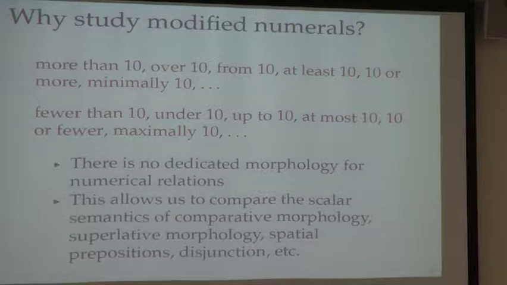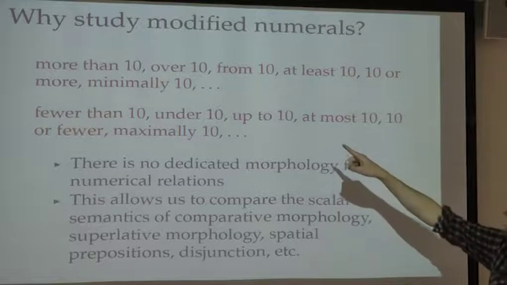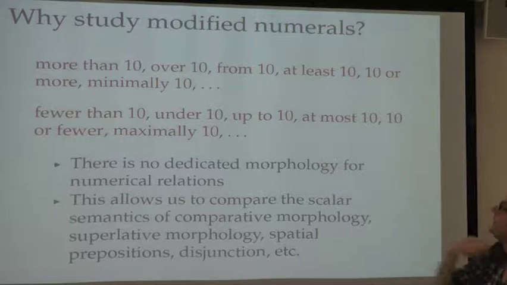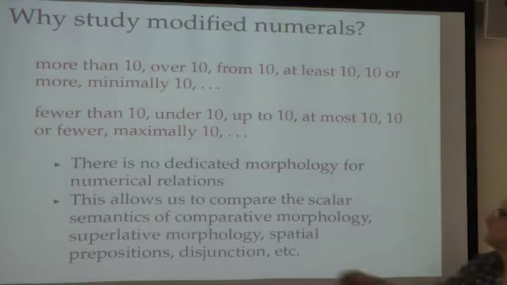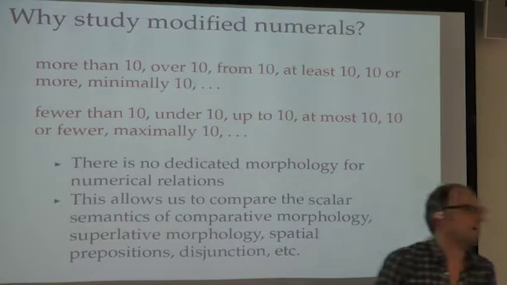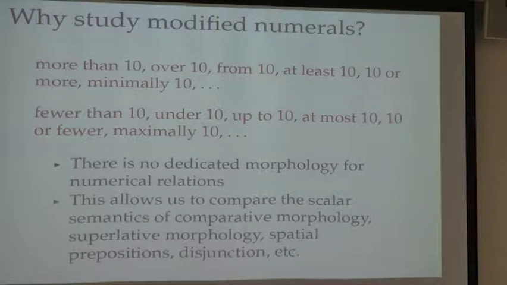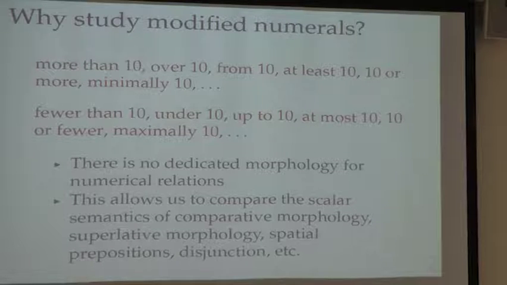And if you look a bit closer at what these expressions look like, you see that there really is no dedicated morphology for these things, right? So what we really do when we modify a numeral is we borrow from other domains of the grammar. We use comparatives or prepositions or superlatives or disjunctions, right? Or we use these kinds of adverbs that you use in other areas too.